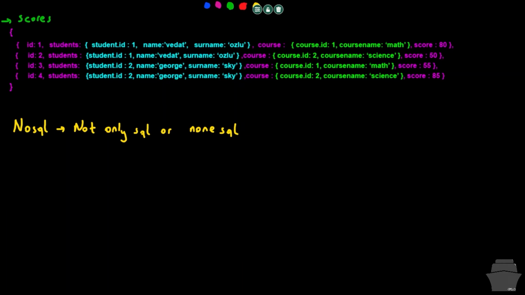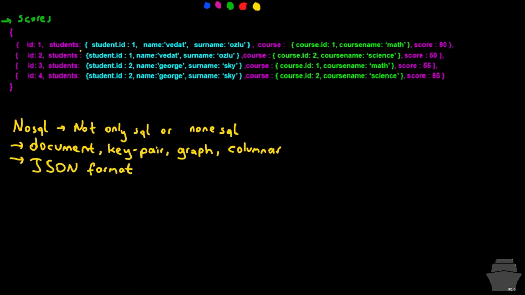NoSQL is known as not only SQL or non-SQL. Remember, in SQL, we store data in tables, right? But in NoSQL, we have different storing methods, such as document, key pair, graph, wide column. So here we have an example of document-based data, and as you can see, we are using JSON format to store data. Let's look at that.